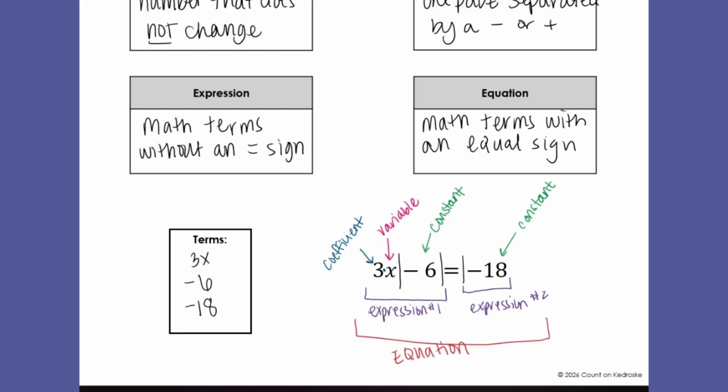So hopefully this helped you think about quick definitions for these terms. How do these terms actually look in an equation that I'm definitely going to see at this grade level? So let's go on to the next page.